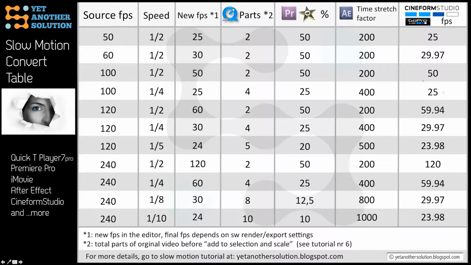I put this into a slow motion convert table. So again, if you have a 60 frames per second shot and you want it in half speed, you end up with 30 frames per second, and then you have this time stretch factor 200. Or if you have video shot with, for instance, the GoPro Hero 3 Black Edition at 240 frames per second, and you want it 8 times slower, then you put in the stretch factor 800. So this slow motion convert table, I find it very useful.